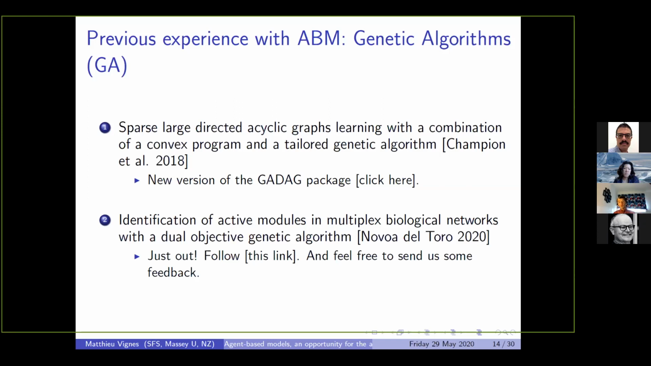And yeah, if you want to try the GetAg R package, I saw that there is a new version that's just been out. And the other application I've been using with genetic algorithm very recently was with colleagues in Marseille about the detection of active modules, active in the sense that these are subnetworks of a global multiplex network.